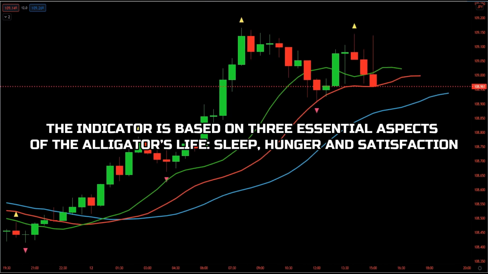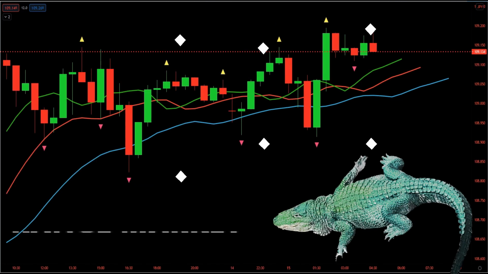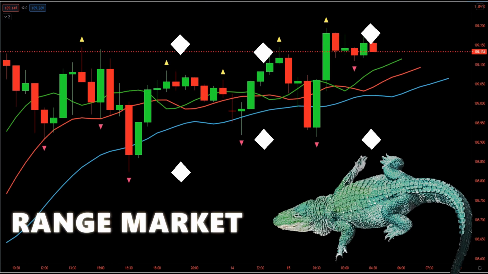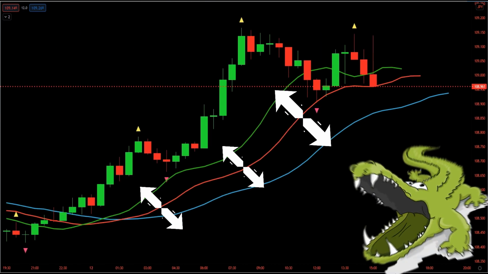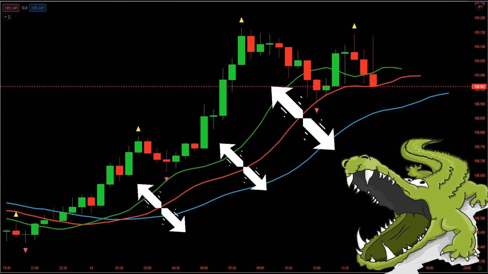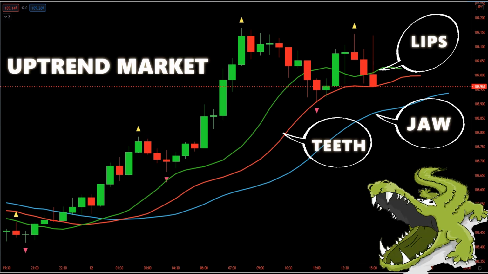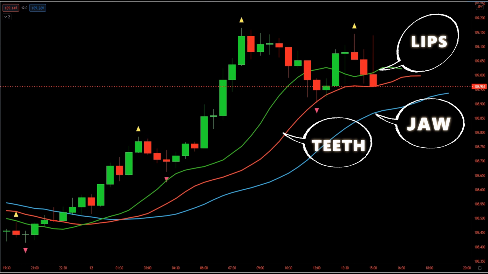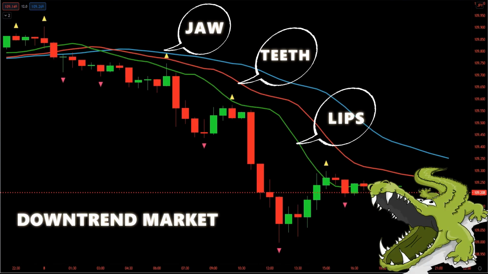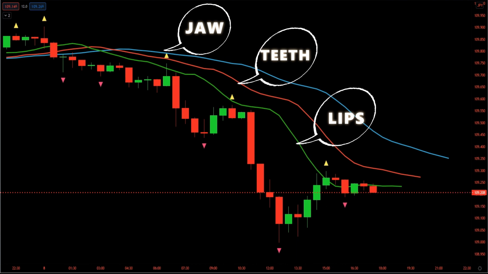The indicator is based on 3 essential aspects of the alligator's life: sleep, hunger, and satisfaction. If the beast is asleep or satisfied, the moving averages will move close to one another, suggesting lack of market activity. If the beast wakes up, the moving averages will start to move away from one another, suggesting the start of a new trend. This is the right time to initiate trades. In a market trending upwards where the jaws are at the bottom while the teeth and lips are on top, it indicates buying opportunities. In a market trending downwards where the jaws are at the top while the teeth and lips are below, it indicates selling opportunities.